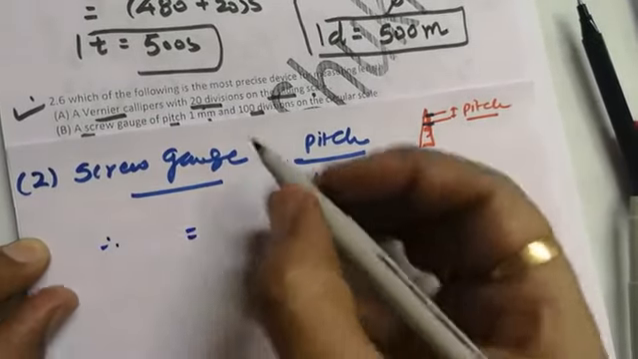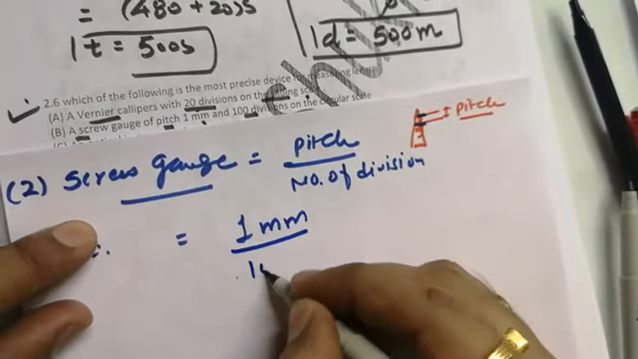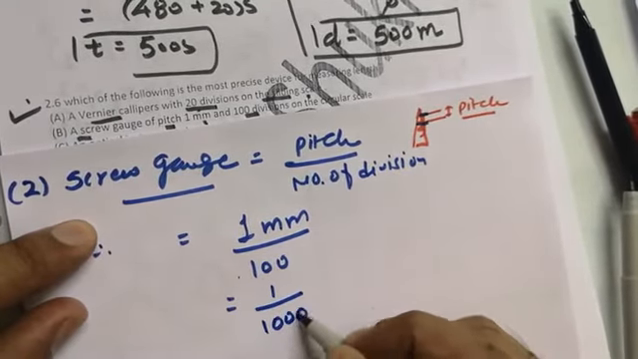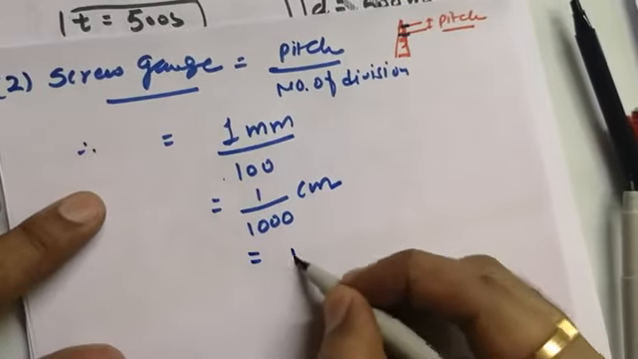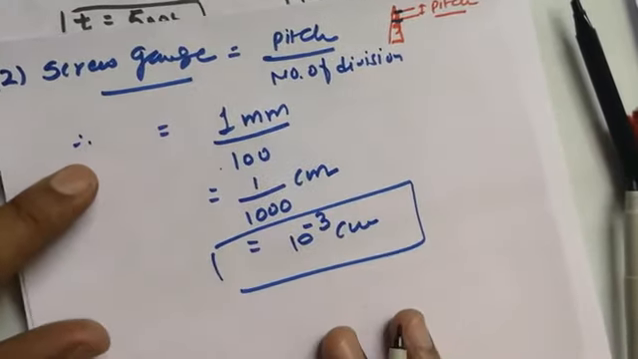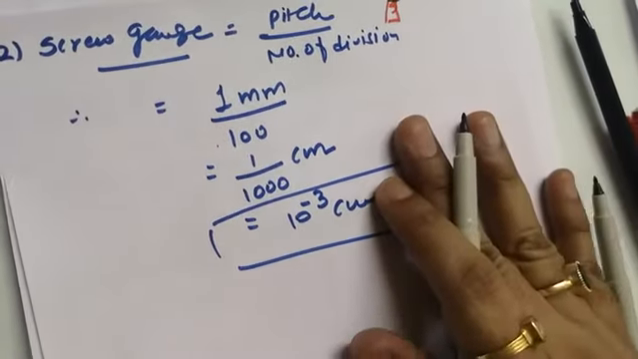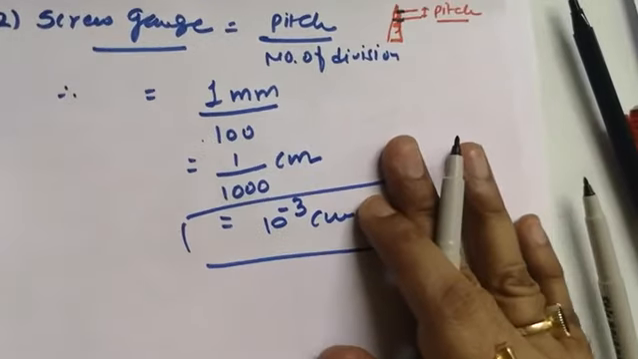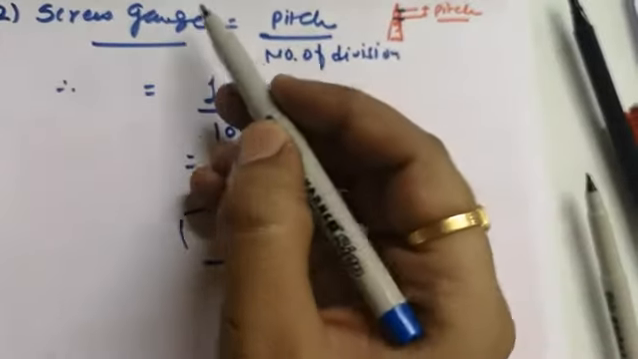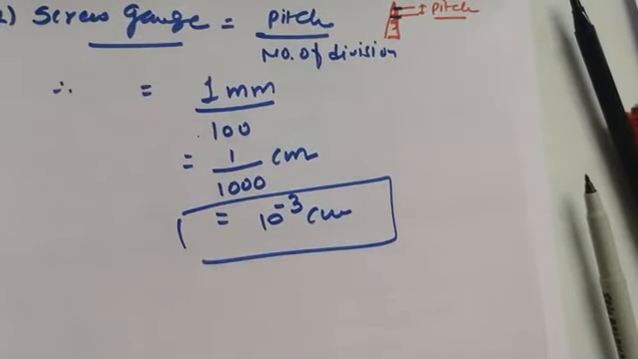So you can say that the pitch given to you is 1 millimeter and divisions are 100. So 1 millimeter divided by 100. I want to convert this in terms of centimeter. So 1 divided by 1000 centimeter. So now you have 10 to the power minus 3 centimeter as the capability of your screw gauge. You will learn about such instruments in the laboratory. Right now, this is a very in-depth part, you will somehow feel boredom, because without the instrument I cannot justify such data. But this is the practical formula. Such questions have already been asked in your JEE and NEET exams.